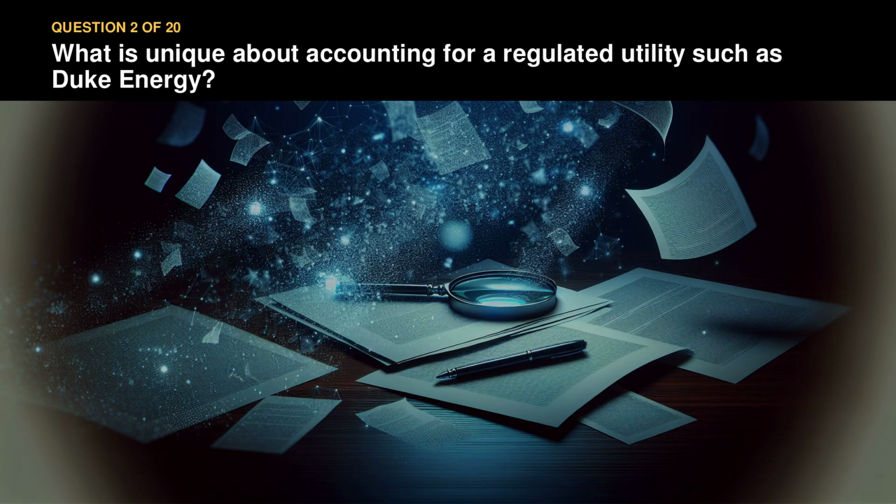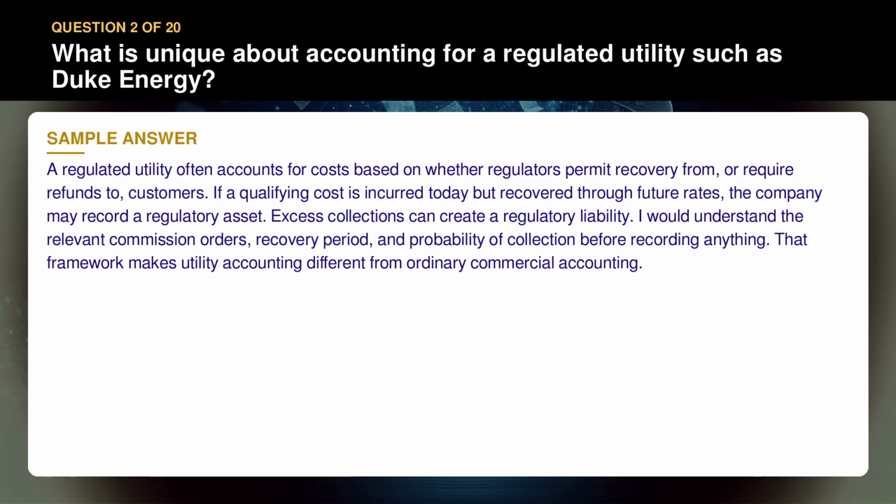Question 2. What is unique about accounting for a regulated utility such as Duke Energy? A regulated utility often accounts for costs based on whether regulators permit recovery from, or require refunds to, customers. If a qualifying cost is incurred today but recovered through future rates, the company may record a regulatory asset. Excess collections can create a regulatory liability.